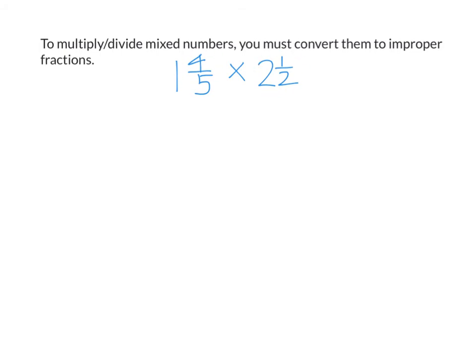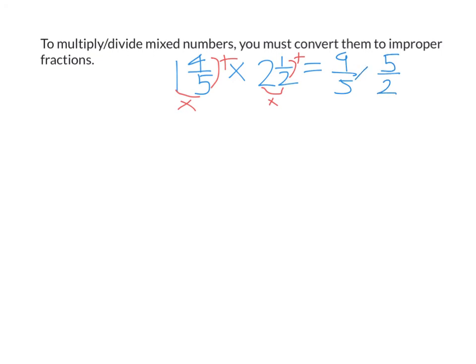improper fraction. So using what I said on the very first slide, to convert to an improper fraction, I times and then add. I times the whole number by the denominator and add the numerator. So 1 times 5 plus 4 is equal to 9. So 1 4/5 is 9 over 5. Here I keep the same denominator. Here I go 2 times 2 is 4 plus 1 is 5. 2 1/2 is the same as 5 over 2. Once again, denominator stays the same.